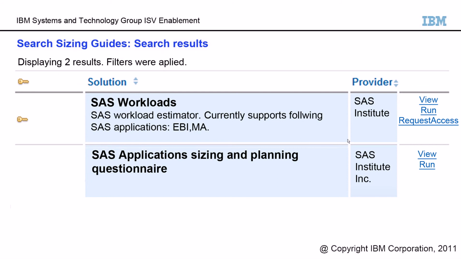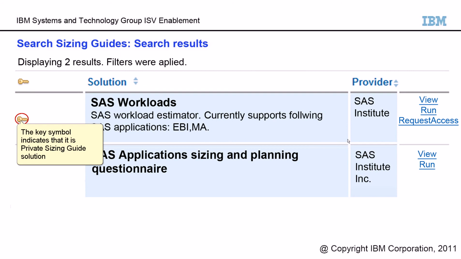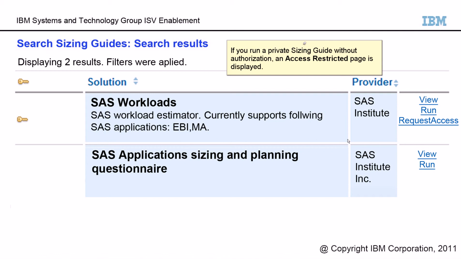After the search is complete, a list of all the matching sizing guide solutions for the search criteria is displayed in a tabular format below the search button. The tabular format contains a brief summary of the sizing guide solution. A public sizing guide solution is displayed with options to view and run it, whereas a private solution has an additional option, Request Access. The key symbol at the left-hand side indicates that it is a private sizing guide solution. Note that if you try to run a private sizing guide without authorization, an Access Restricted page is displayed with a link so that you can request access to the sizing guide.